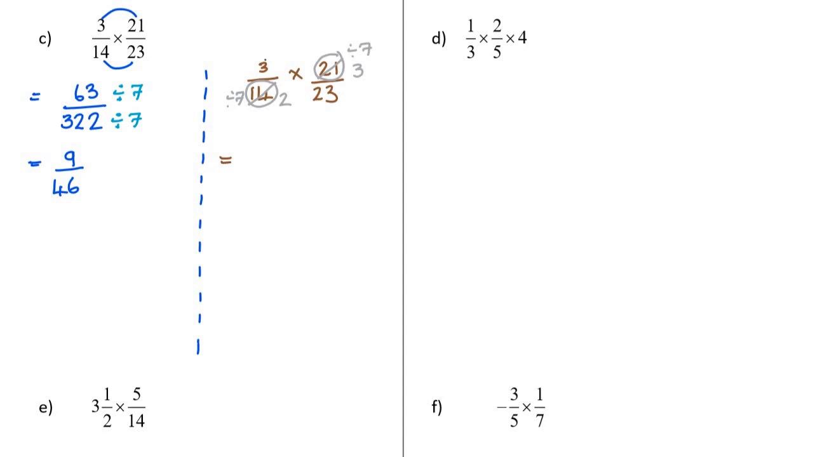I know I see a 3 and a 3, but they're both on top. So remember, you can only cross cancel with something on the top and something on the bottom. So now I have 3 times 3, which is 9, and 2 times 23, which is 46. So this is much easier. I didn't need a calculator there.